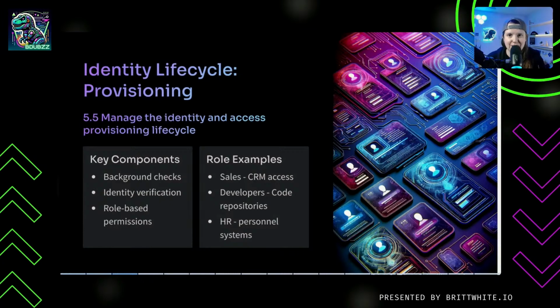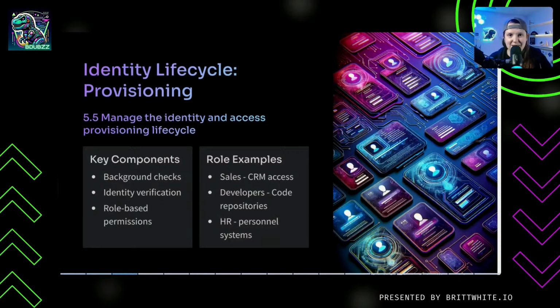This means running background checks, verifying identities, or making sure they are who they say they are, and assigning the right role-based permissions. Different roles need different types of access. For example, sales representatives need access to customer relationship management tools and sales platforms to track leads, manage customer data, and close deals. Developers need access to code repositories and testing environments to write, test, and deploy code securely. HR managers need access to sensitive systems like personnel databases and payroll systems. Access that needs especially careful management due to the confidential nature of the data.